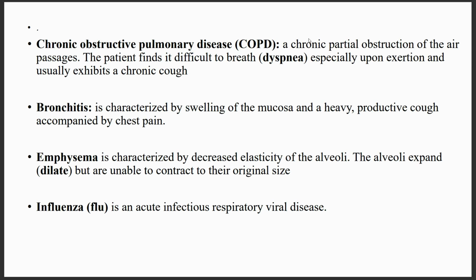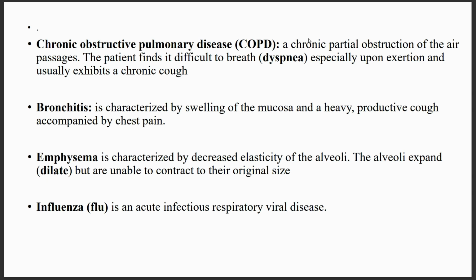And then we get the chronic obstructive pulmonary disease, COPD, a chronic partial obstruction of the air passages. So basically what happens is that the patient finds it difficult to breathe. This is called dyspnea. This is especially upon exertion and usually exhibits a chronic cough. And then bronchitis. This is characterized by swelling of the mucosa and the heavy productive cough accompanied by chest pain. Remember, itis means inflammation, break it up, and bronch. And then emphysema. This is characterized by decreased elasticity of the alveoli. The alveoli expand, which means dilate, but are unable to contract to their original size.